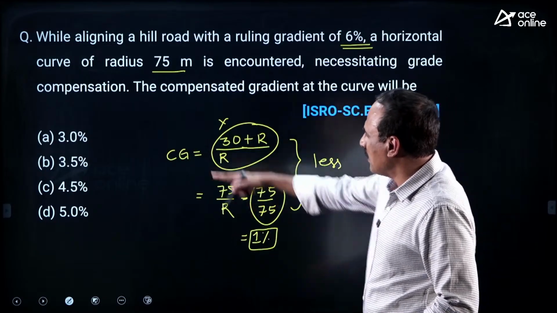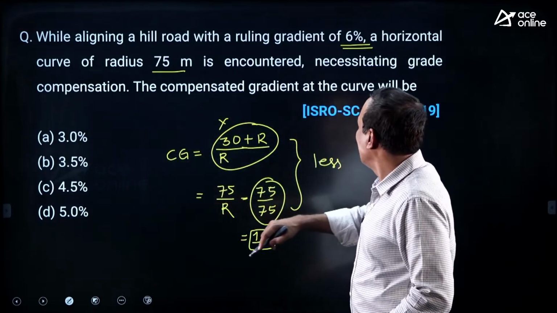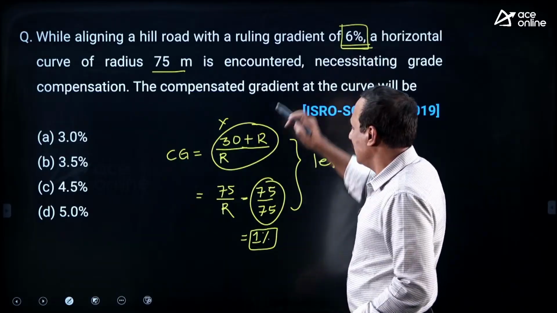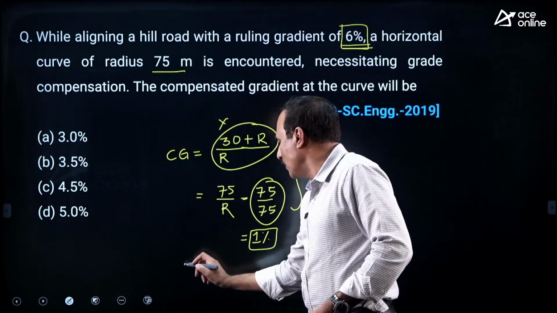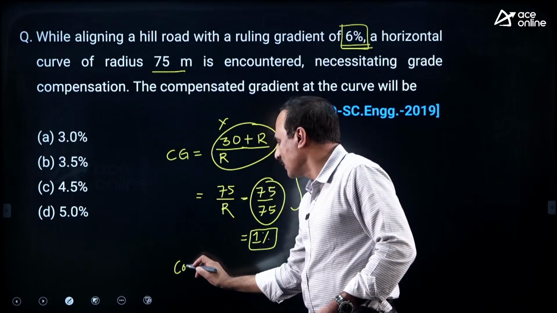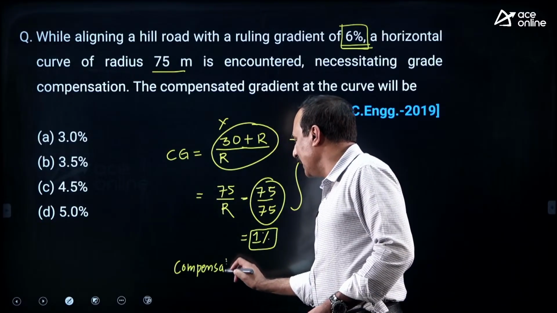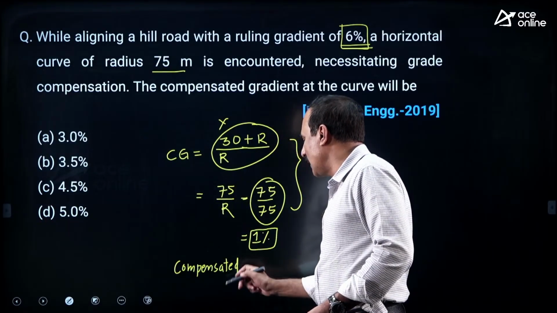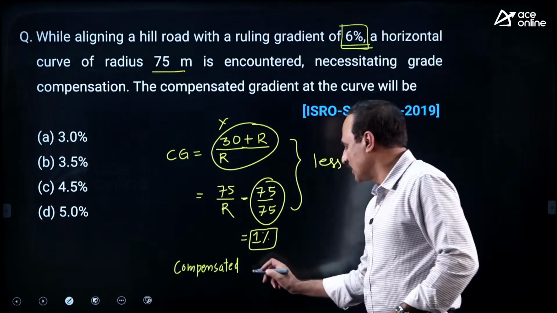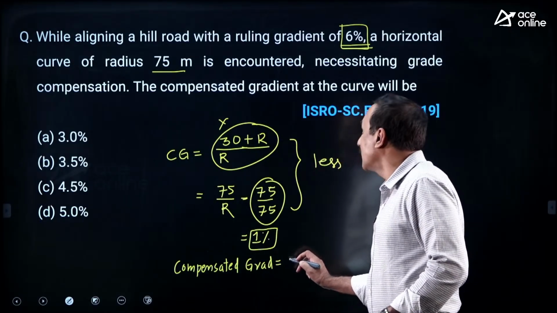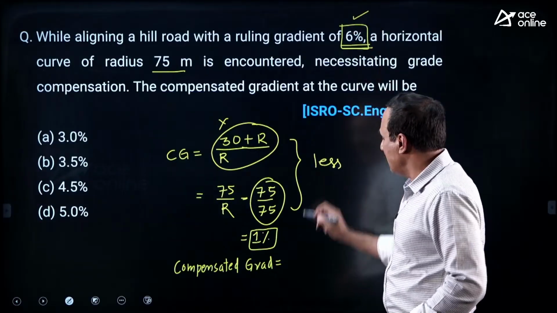They are asking, 1% option is not there. Not there means total gradient is 6. They may be asking about compensated gradient. The compensated gradient means the gradient to be provided on the road after the reduction. Compensated grade will be actual gradient of 6% minus the discount.